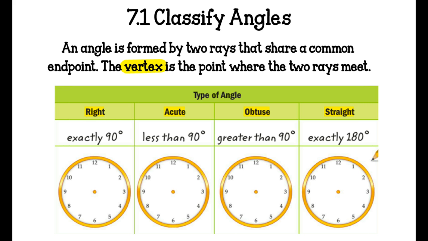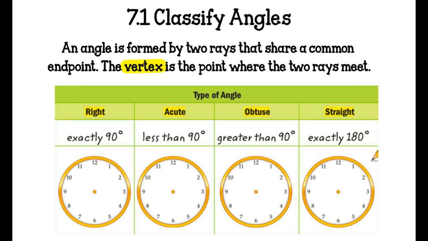So 7.1, we are going to classify angles. An angle is formed by two rays that share a common endpoint. The vertex is the point where the two rays meet. So if you think about an angle, this is a ray, and this is a ray, and they come together right here, and that is the vertex. So that's what those fancy words are saying: that's a vertex.